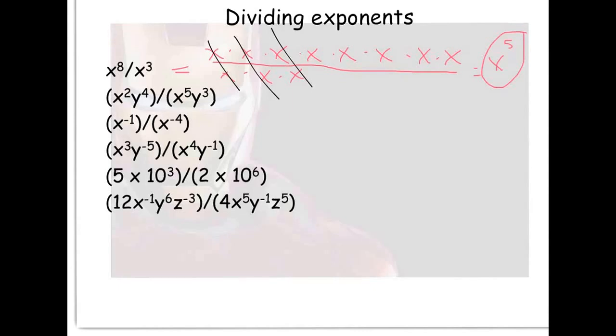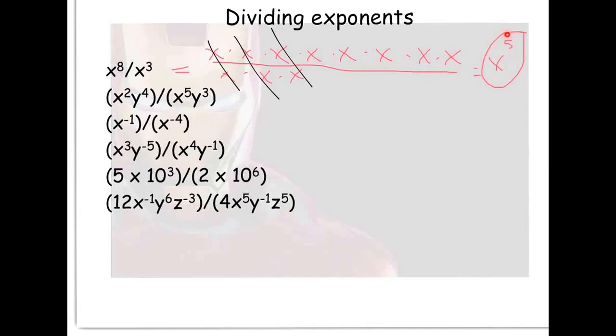Now essentially what we're doing when we have this numerator over denominator is we're just subtracting out the ones that they have in common. So obviously we can come up with a rule: if we are dividing a number with an exponent and they have the same base, we keep the base and subtract the exponents. 8 minus 3 gives us 5. Okay, let's move on to our next example.